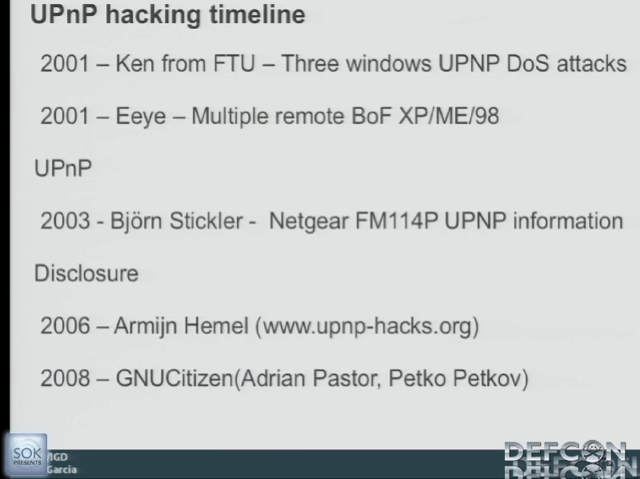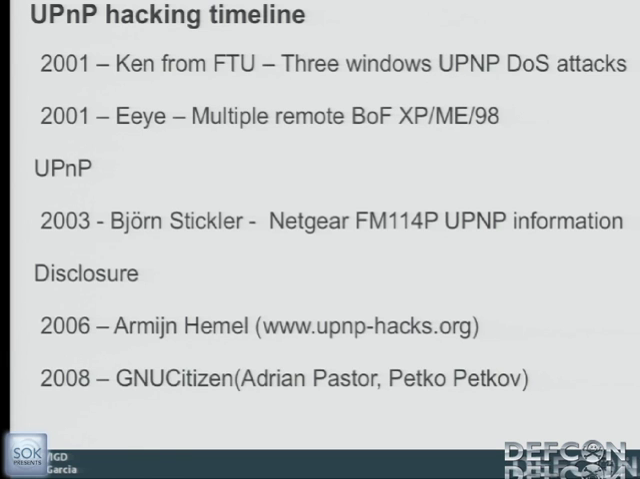So let's do a bit of the UPnP hacking timeline. It started in 2001. It came from FTU Security. He found a couple of denial of service attacks for the Windows XP stack. Obviously, UPnP was implemented in Windows XP first. Microsoft wanted to promote the technology. Then in 2001, again, EI published buffer overflows for the same stack. You probably remember that one.